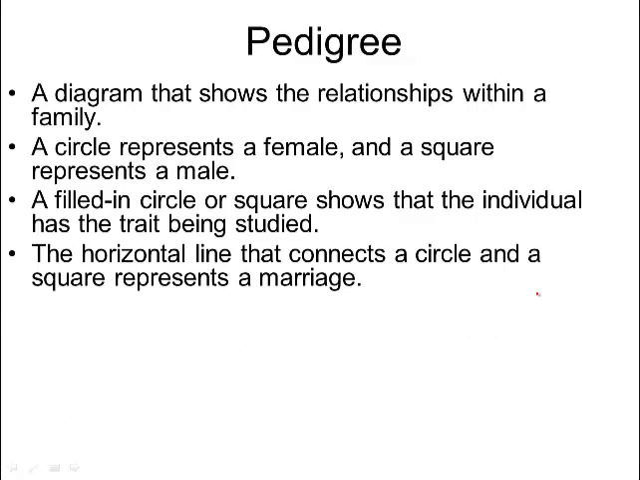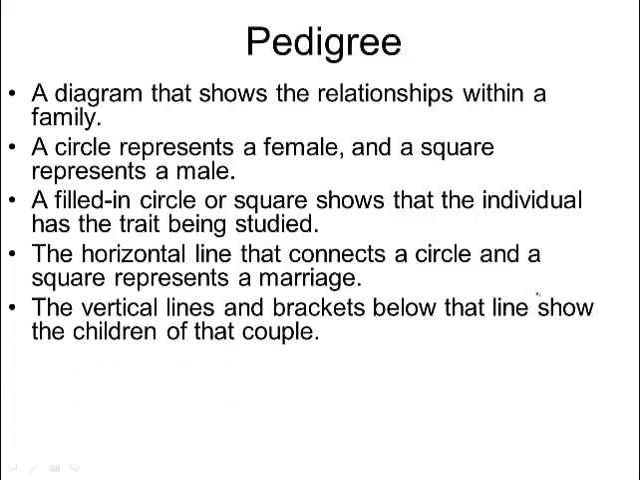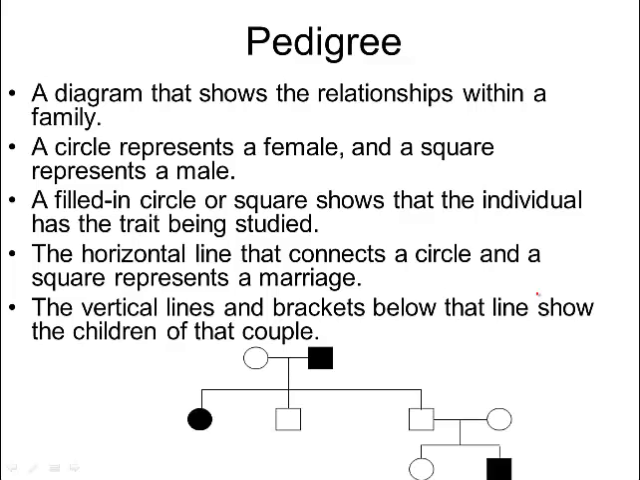Horizontal lines connecting a circle and a square represent a marriage, or that there have been children produced. The vertical lines and brackets that come below that horizontal line show the children of the couple up above. So if you take a look here, circle is female, square is male. This male is affected, this female is not. They're married because there's a horizontal line, that means they had children. These are their 3 children.